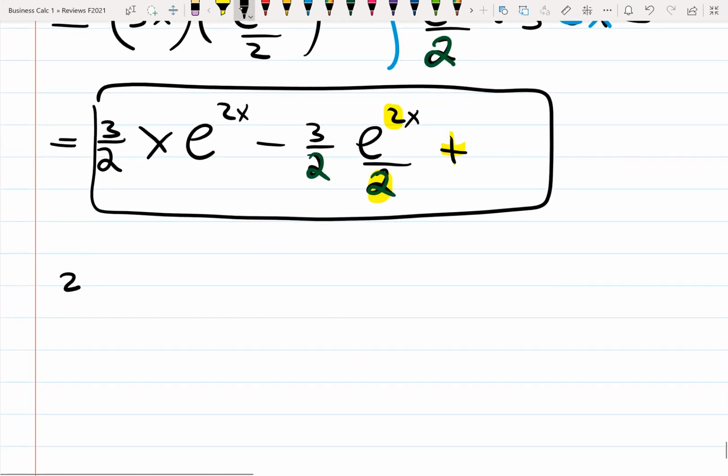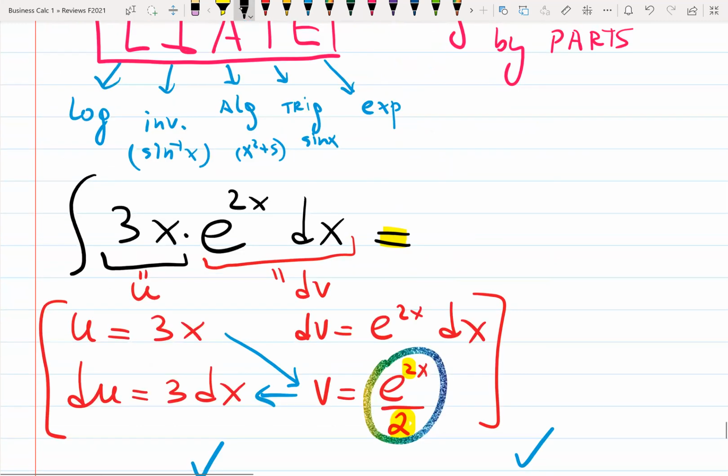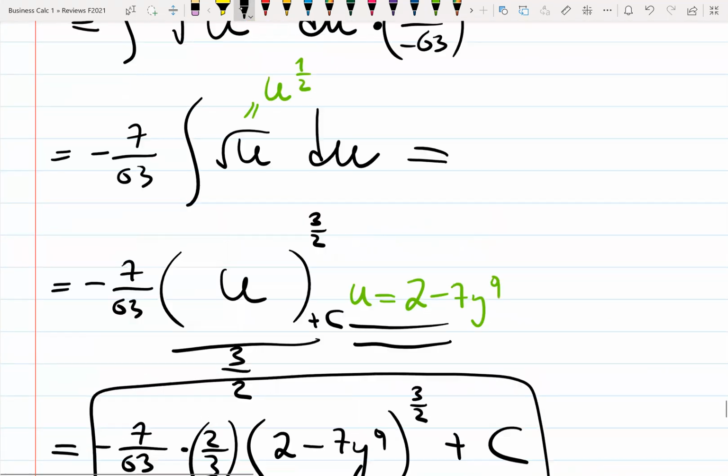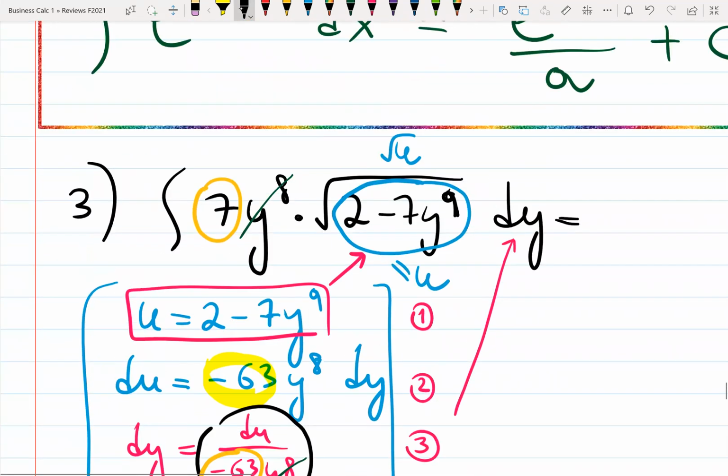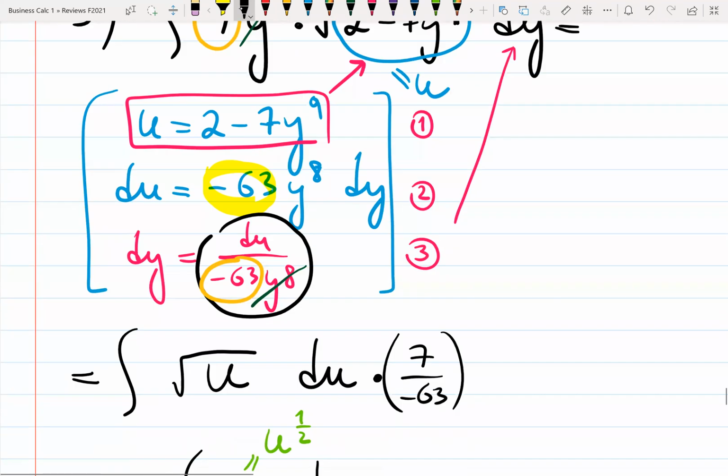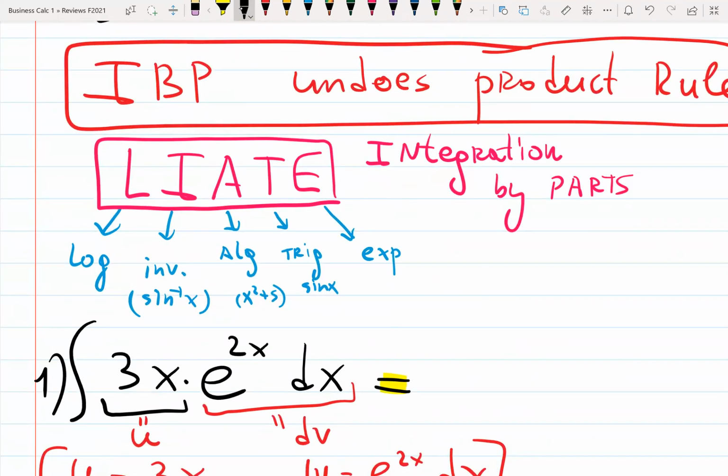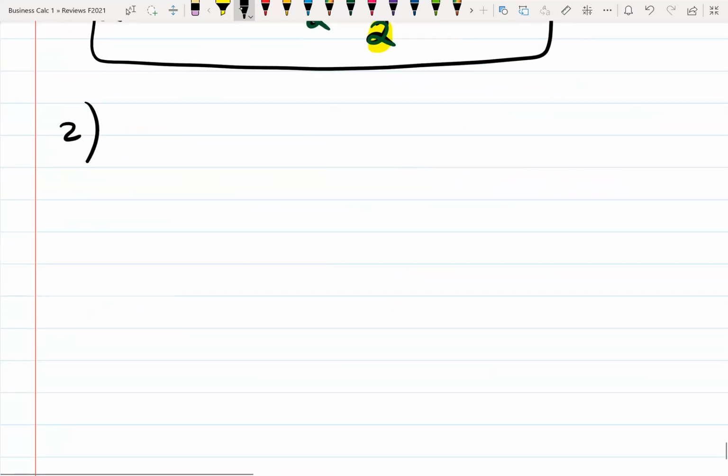How about this one? Let's do one more because these 2 are very classical ones. The classical integration by parts examples. Oh, I missed it. Yeah, this was number 1. The classical integration by parts examples are products of 2 not connected things.